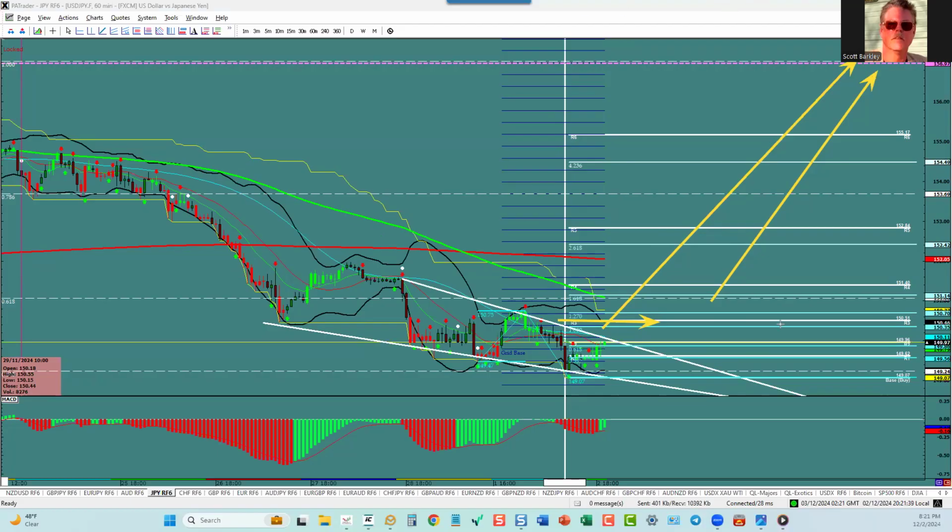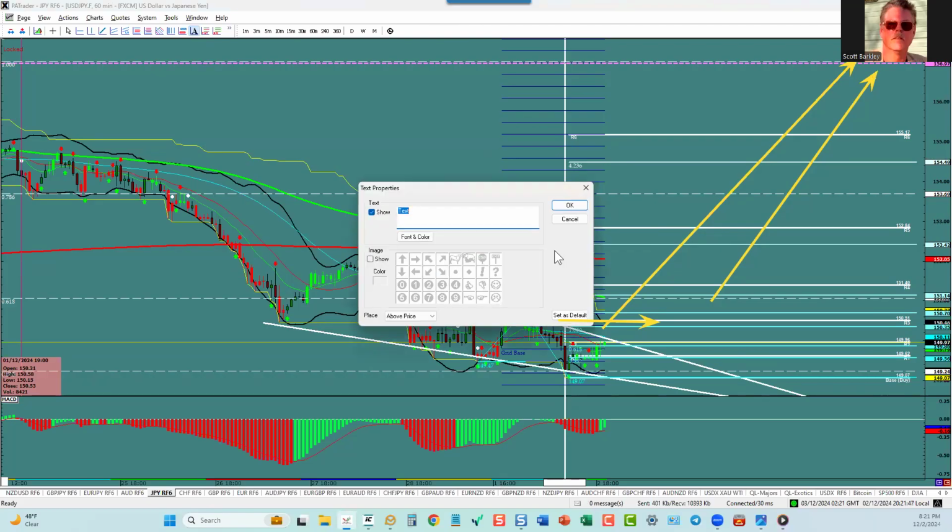So there you go. This is the real estate of the week trade up, and it's the only one we got. Put a little note on here: REOTW up. We'll see how it works.